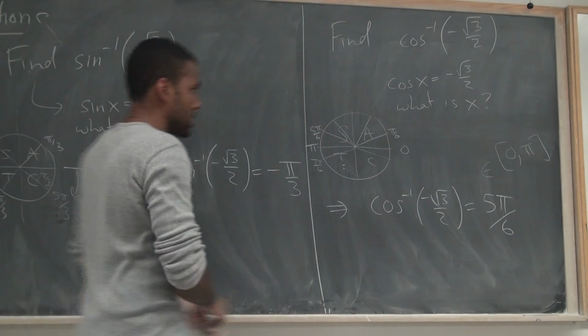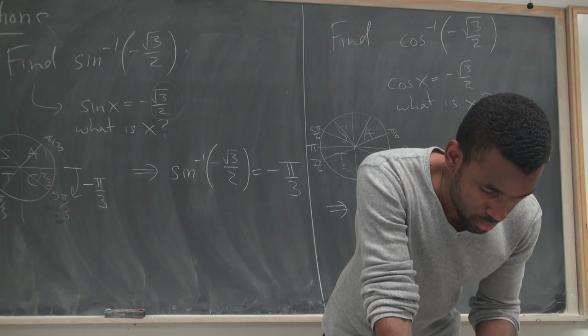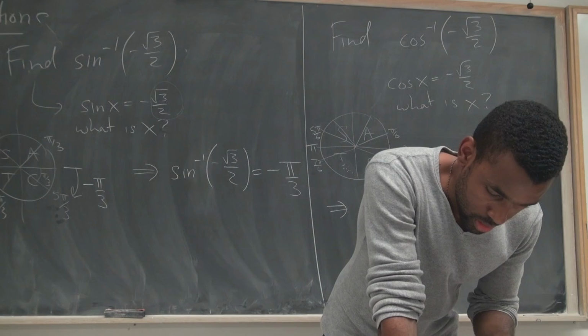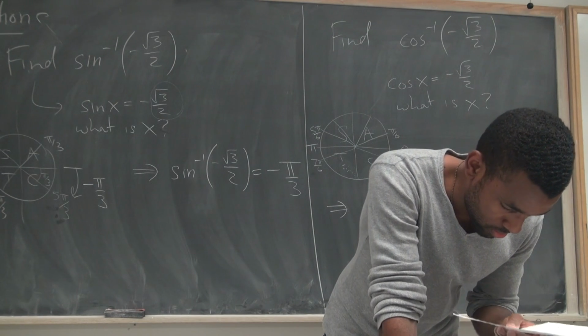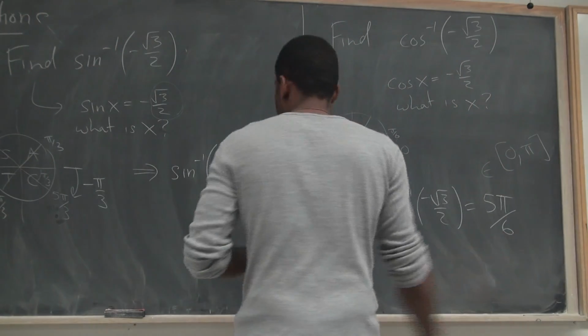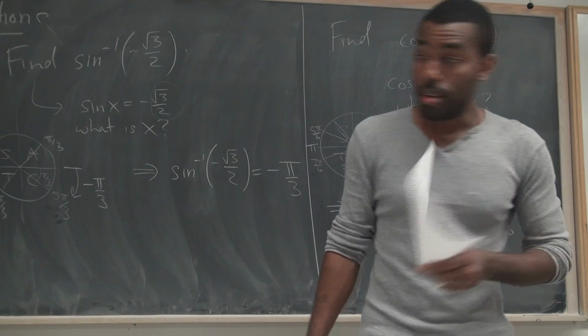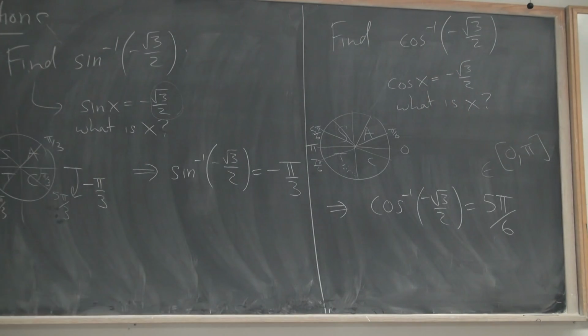That's the whole point. How does the cotangent inverse graph look? I don't know. I could figure it out, but I'm not really in the mood. It's not something that I have memorized because it never shows up. You know what I mean?